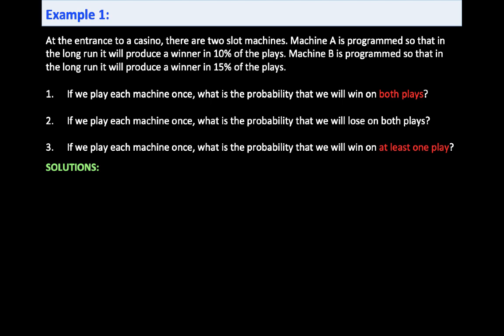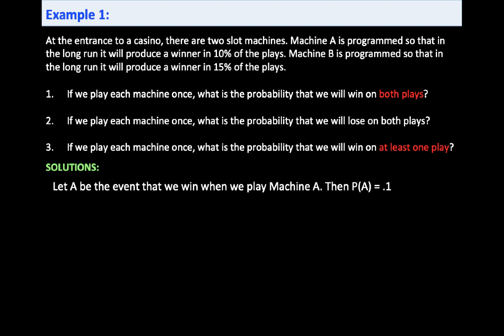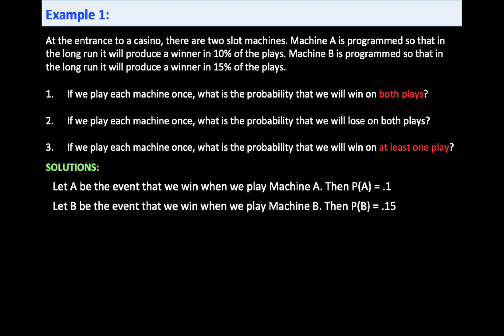So first let me define events. I use A to be the event that we win when we play machine A. Then probability of A equals 0.1 because 10%. Similarly, machine B, probability of B equals 0.15 because 15% winner. Then we will win on both plays. It means probability A winner and also B winner. Therefore, probability of A and B.